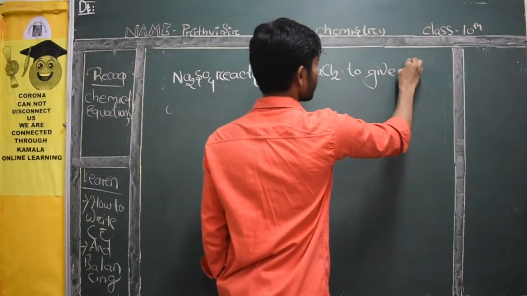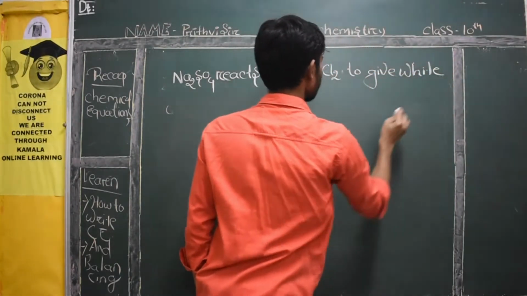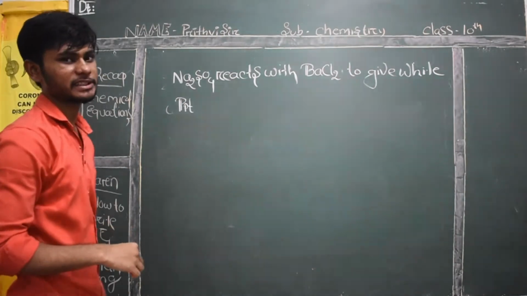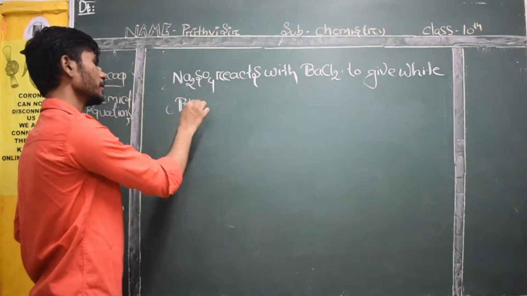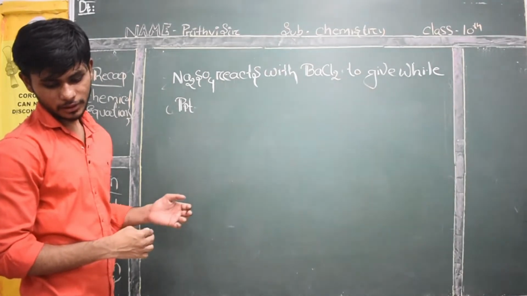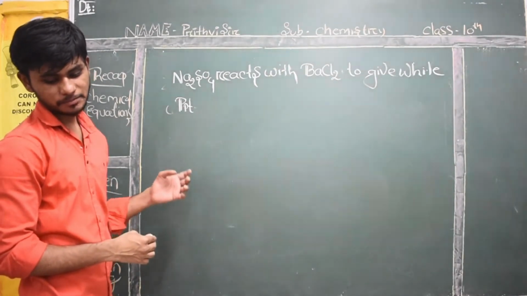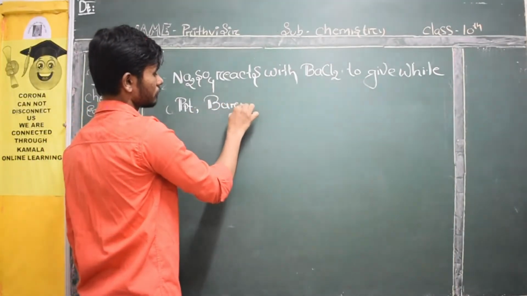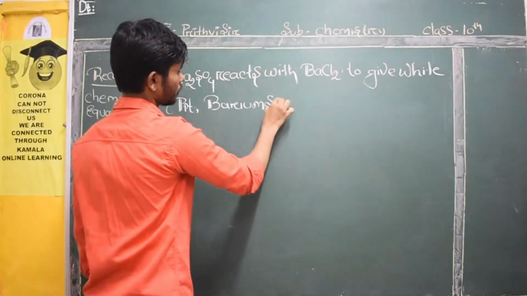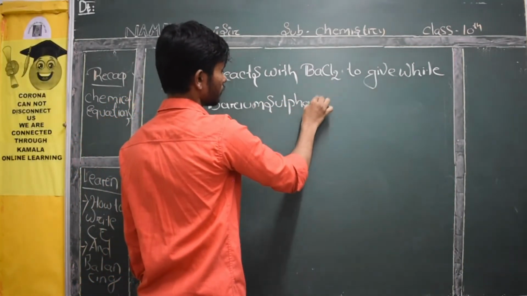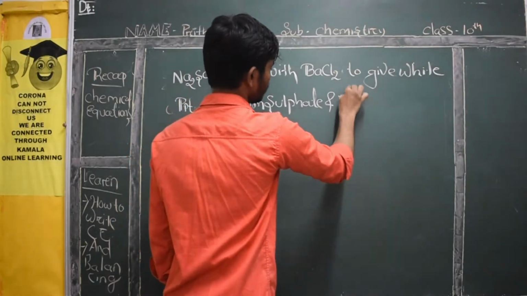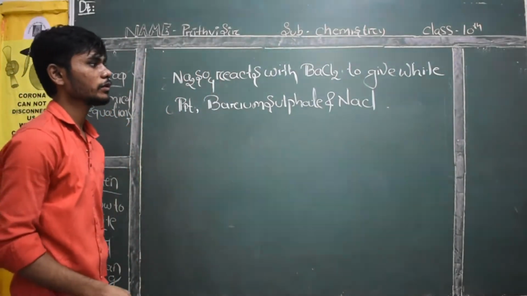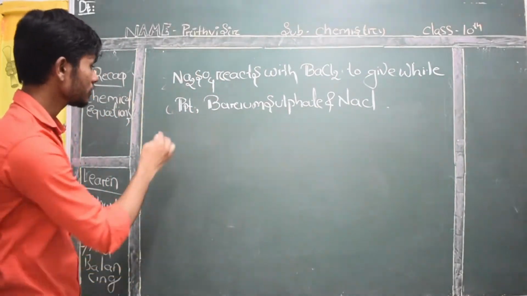To give what? White precipitate. In short form you can write PPT. Not PowerPoint presentation. It is precipitate in the case of chemistry, so you can write PPT. And barium sulfate as well as sodium chloride. Barium sulfate, and you know the sodium chloride formula, NaCl. Now what will we do? We will represent an equation. It is very easy.